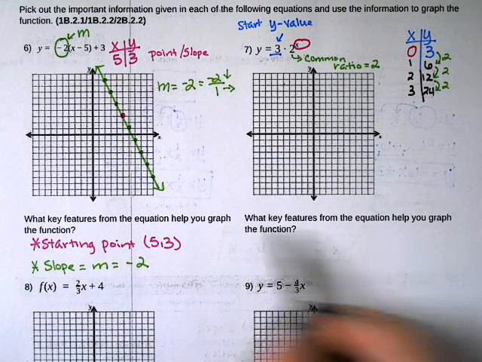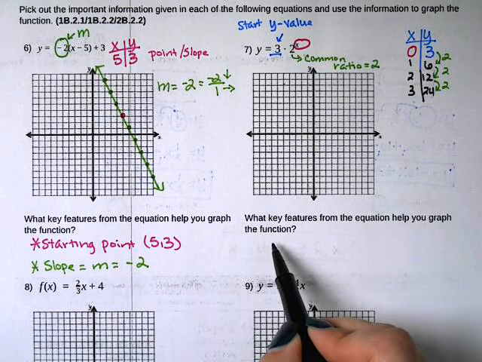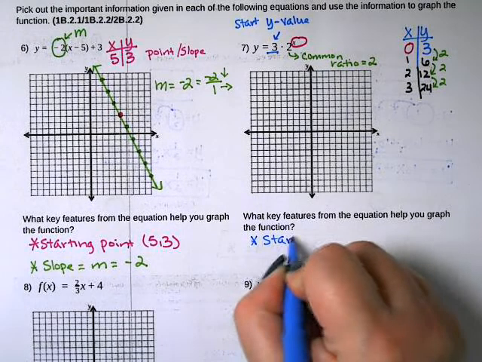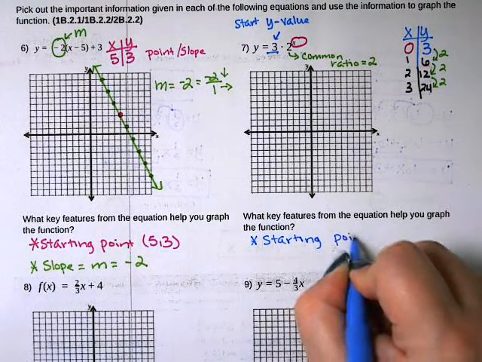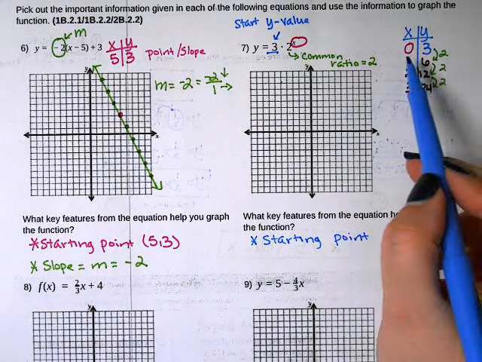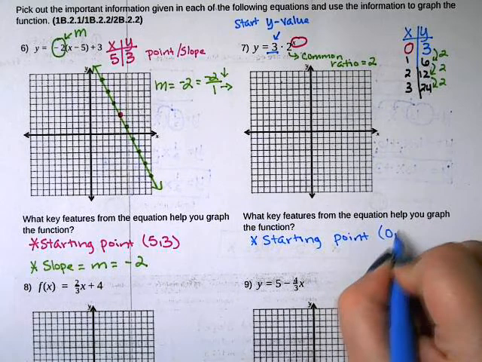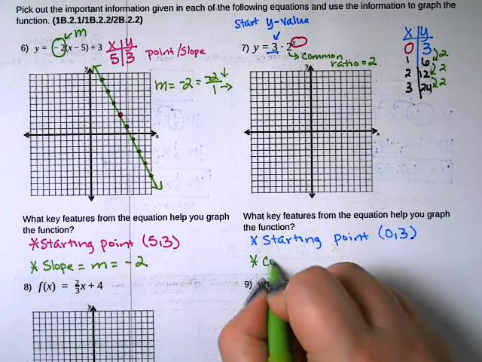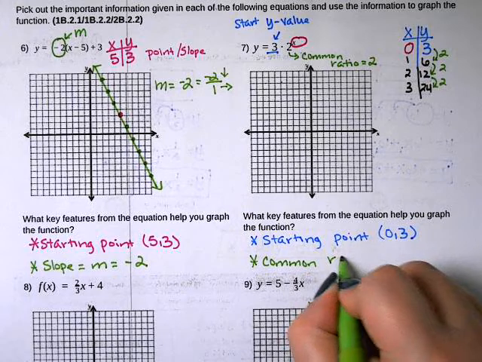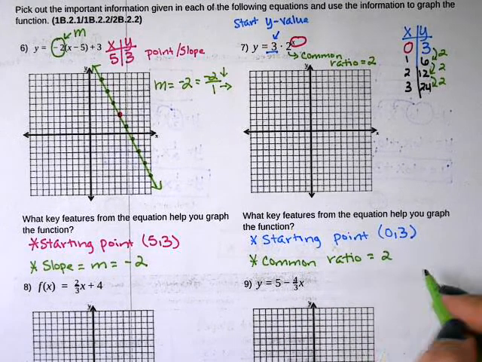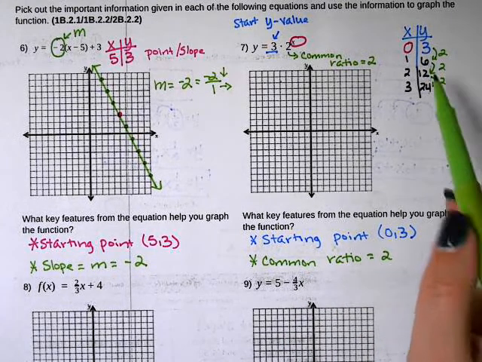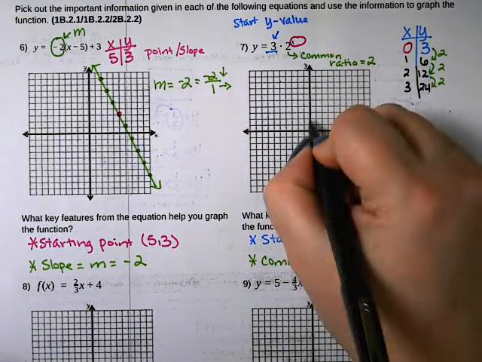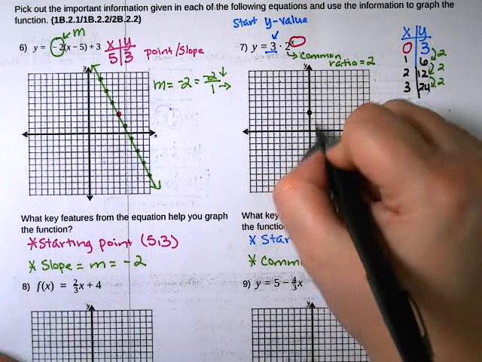So when we think about the key features of the equation that helped us graph the function, we were given a starting point, which if we look at our table is the point 0, 3. And then we were also given a common ratio of 2. Those two things together helped us make this table so that we could actually plot some points. So let's do that. 0, 3, so 1, 2, 3. And then we've got 1, 6.